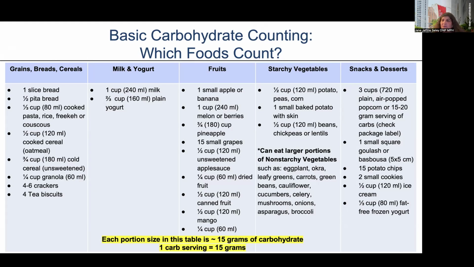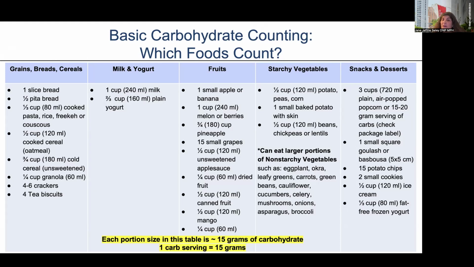Starchy vegetables are something people really like to have. As a general rule of thumb, the portion size for a starchy vegetable would be 2 carb servings, which is 1 cup or 240 milliliters of potatoes or corn or green peas, things like that. Beans, chickpeas, lentils, they're all delicious and have protein, but also have carbohydrate. So the portion sizes do need to be measured.